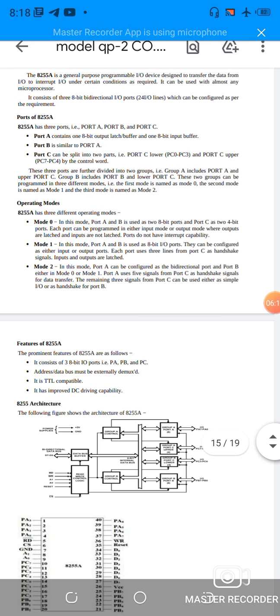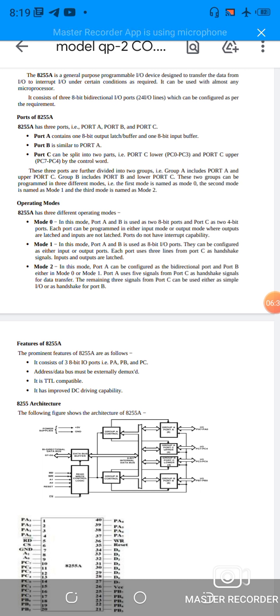It consists of three 8-bit bidirectional input output ports, which can be configured as per the requirement. The three ports are port A, B and C. Port A contains an 8-bit output latch buffer and an 8-bit input buffer. Port B is similar to port A. Port C can be split into two parts, port C lower, PC0 to PC3, and port C upper, PC7 to PC4, by the control word.